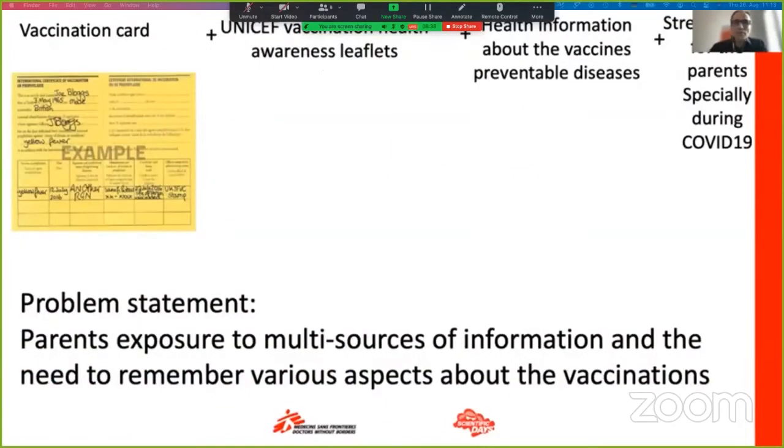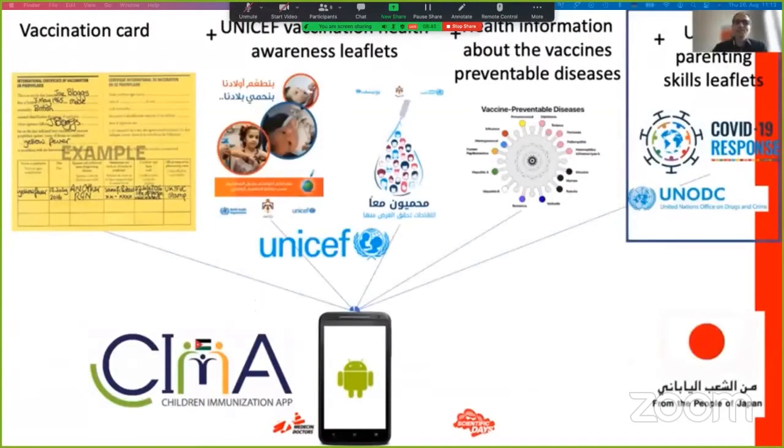The project started with the idea that there is a need to have digitalization of the vaccination history, so parents can have the vaccine history on their smartphones, and also to provide them health promotion regarding the vaccination, which was provided from UNICEF, plus health information regarding the vaccine and what do they prevent.